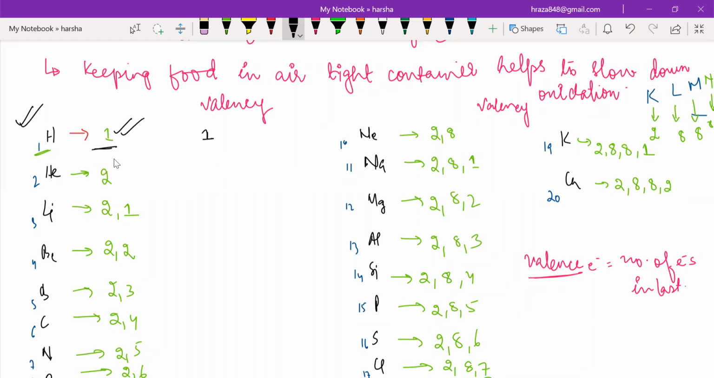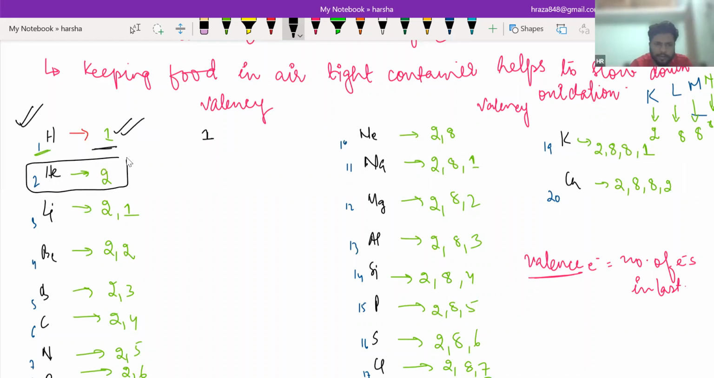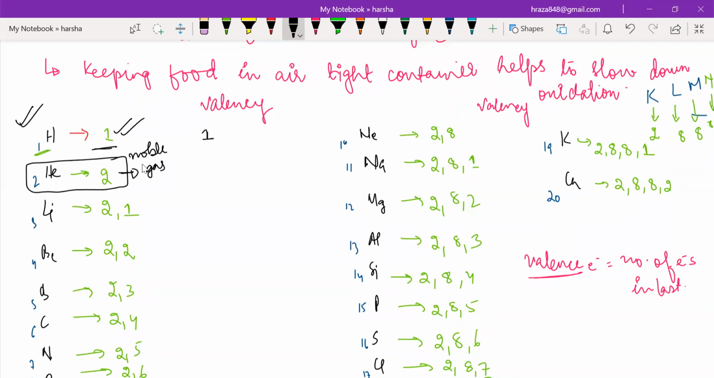Now see, remember only this, the helium, which is basically a noble gas. Do you know about noble gas? Abdullah, Hamna, and Sarah? No. So have you ever watched or seen the periodic table?